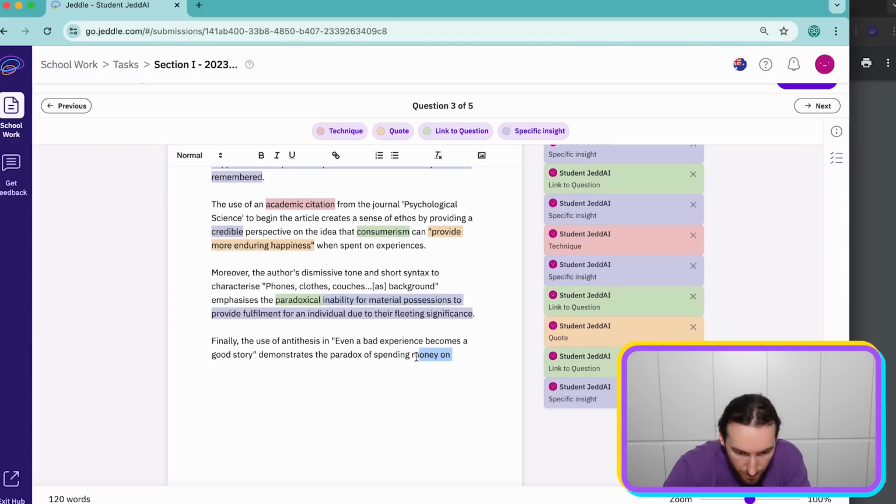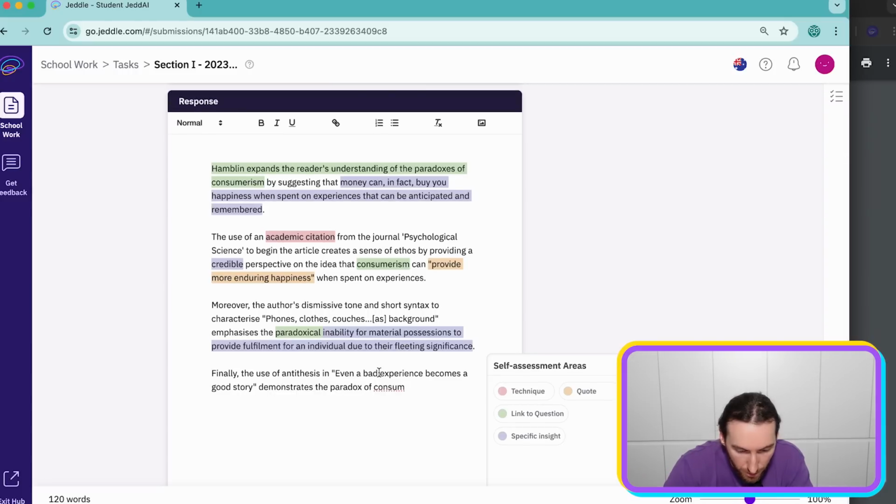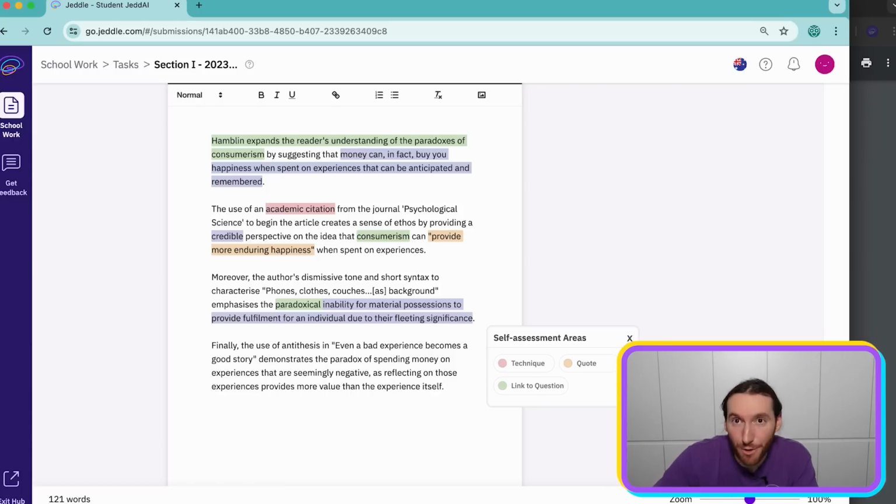On consuming, of the paradox of consuming, I'll just say spending money on experiences that are seemingly negative, as reflecting on those experiences provides more value than the experience itself. Now, than the experience itself, that's good language to nail the paradoxical nature of it.